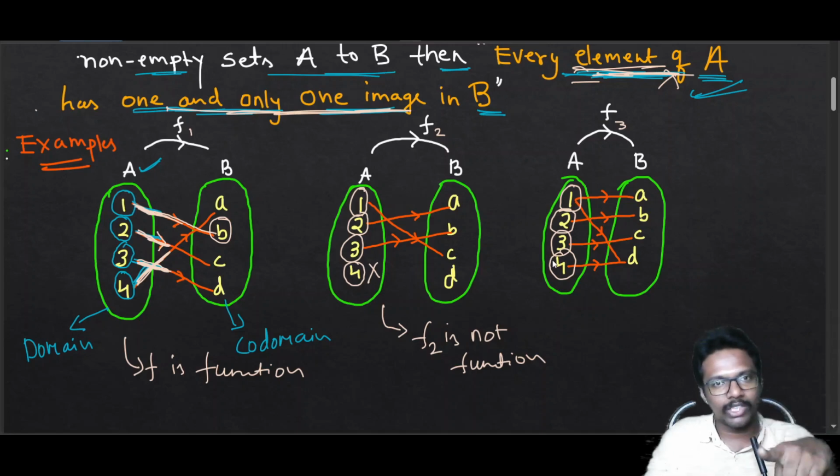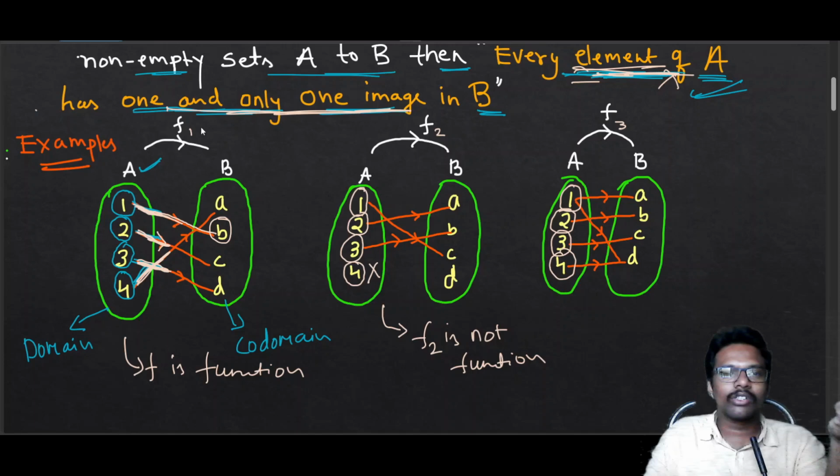Every element of A should also satisfy one and only one image in B. This condition should also be satisfied. Then only we can conclude that the given f is a function. So, the first condition, every element of A, is satisfied because 1, 2, 3, 4 are used in set A.